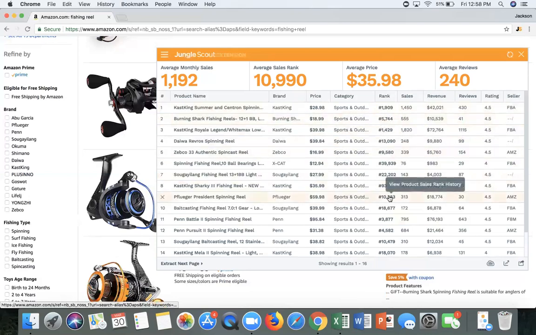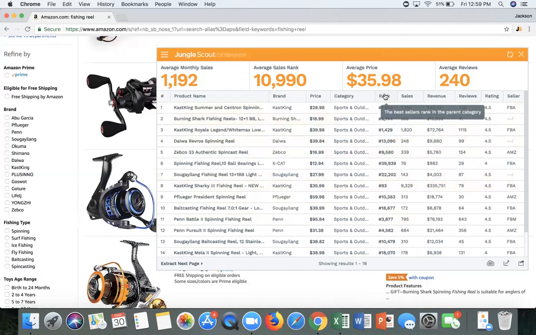Next is rank. So rank is basically on Jungle Scout, they have it defined as the best sellers rank in the parent category. So that's their rank, I believe, in like sports and outdoors. So for instance, this one is ranked 93rd in sports and outdoors. You can view the product sales rank history. So I wouldn't spend too much time on this either. Just kind of look at the monthly sales and the price and reviews, but still I want to break all this stuff down for you all. So average rank, don't spend too much time on it. You can kind of hover over it. Like I said, it's just the best sellers rank in the parent category.